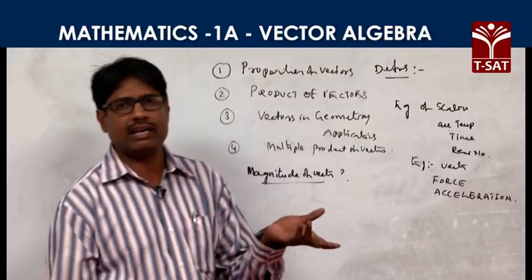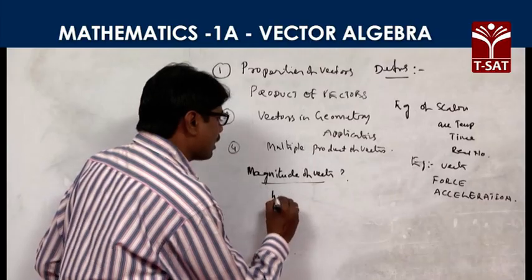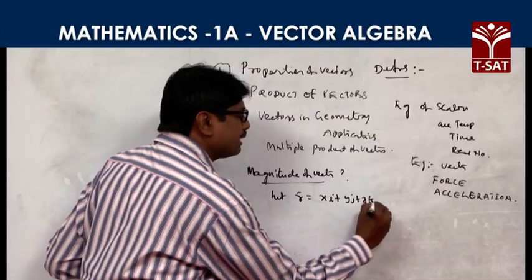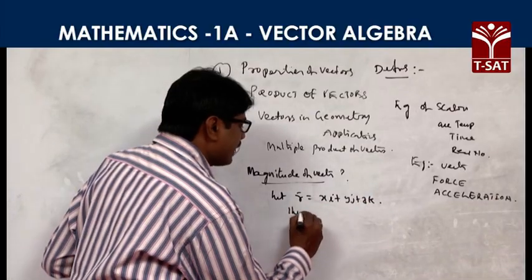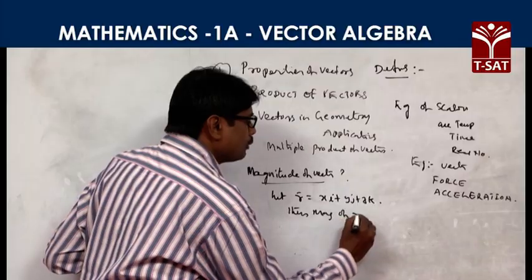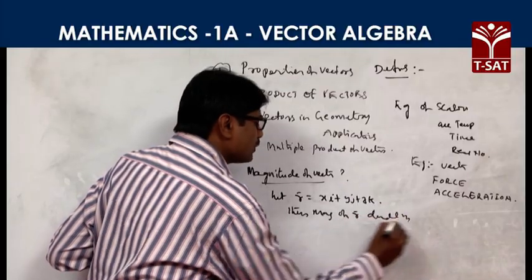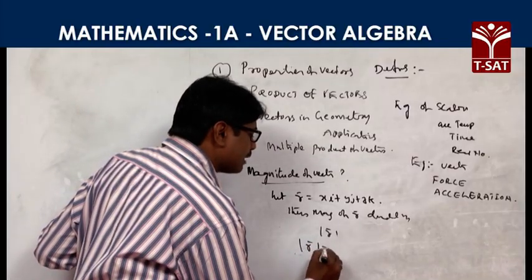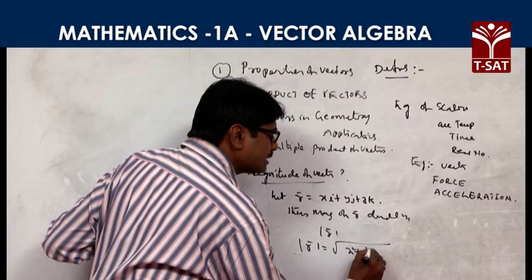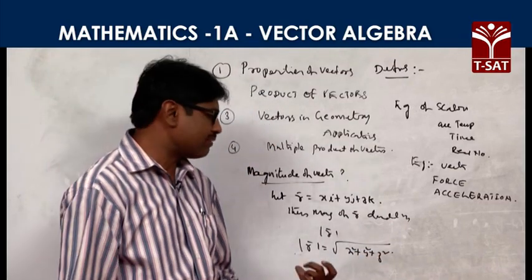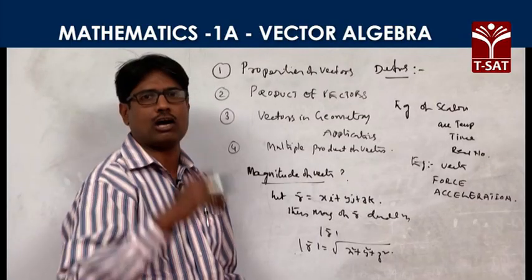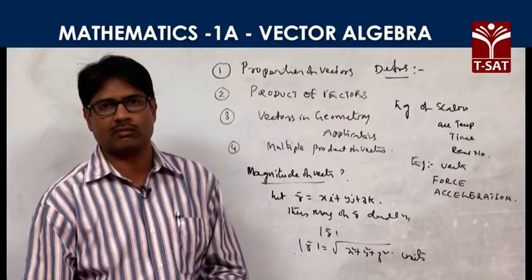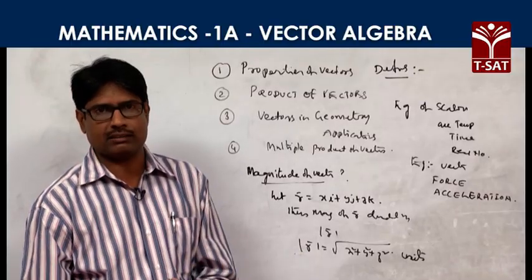Generally it is denoted by 2 parallel lines. Let r bar is equal to x times i bar plus y times j bar plus z times k bar. Then magnitude of r bar is denoted by two parallel lines, and it is defined by mod of r bar is equal to root of x square plus y square plus z square. Means we are giving the distance from origin to the vector r bar. Units will differ from physical quantity to physical quantity. That is the magnitude of a vector.